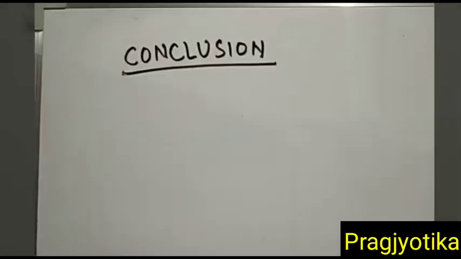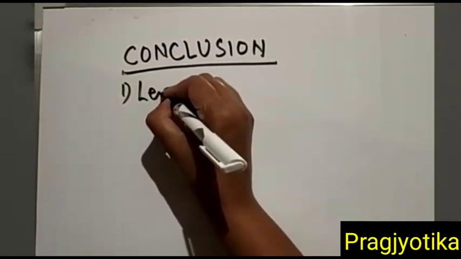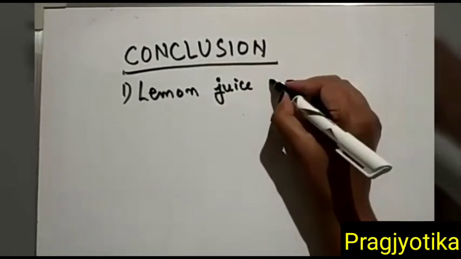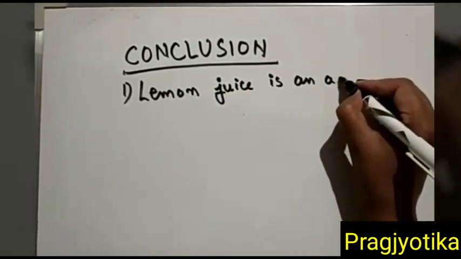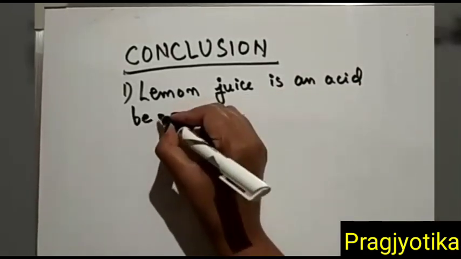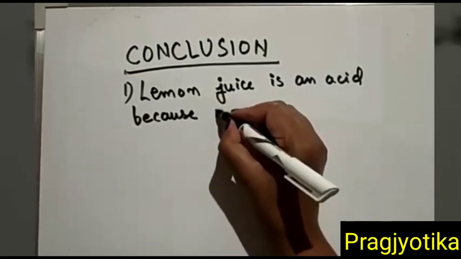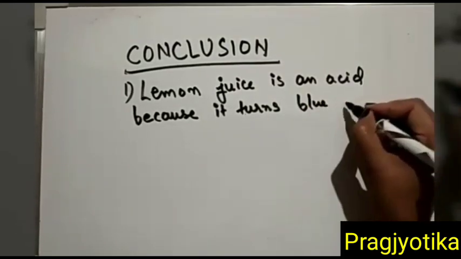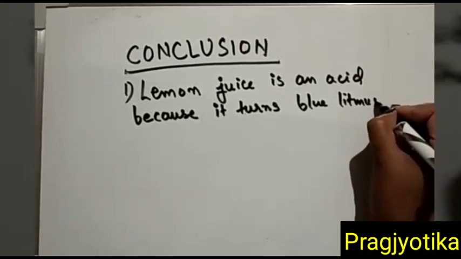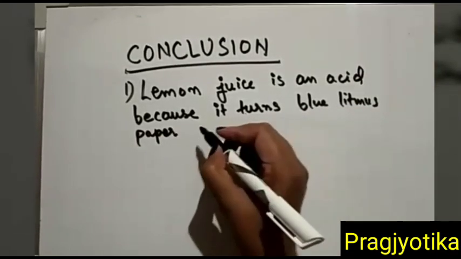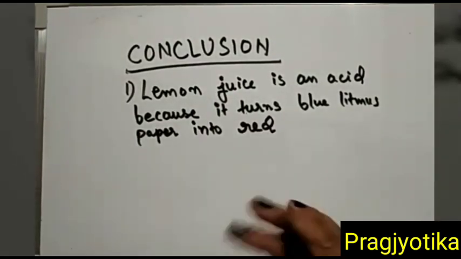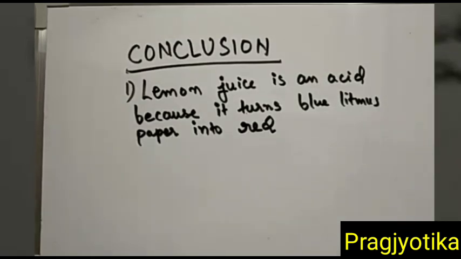What you have observed in this activity. So in this activity we have observed that lemon juice is an acid because it turns blue litmus paper into red, and it has no effect on red litmus paper.